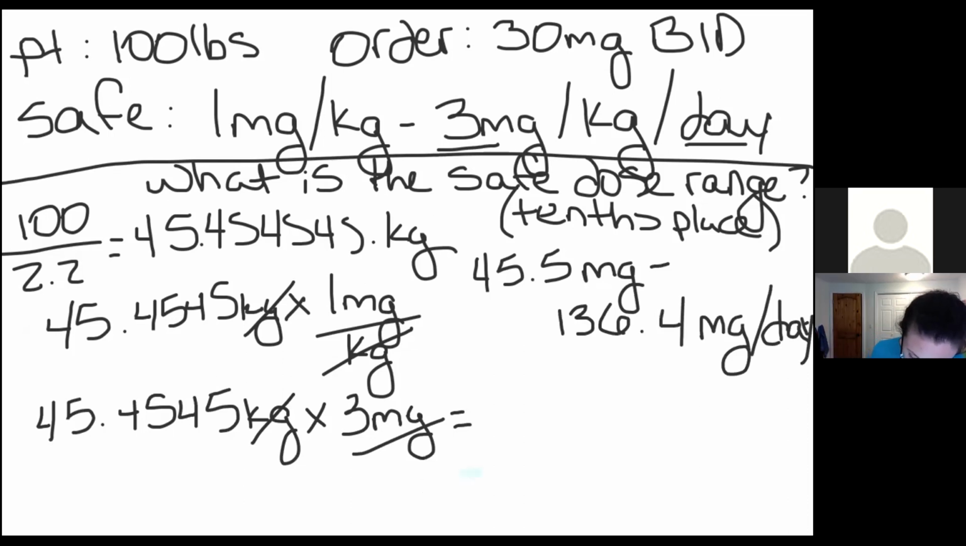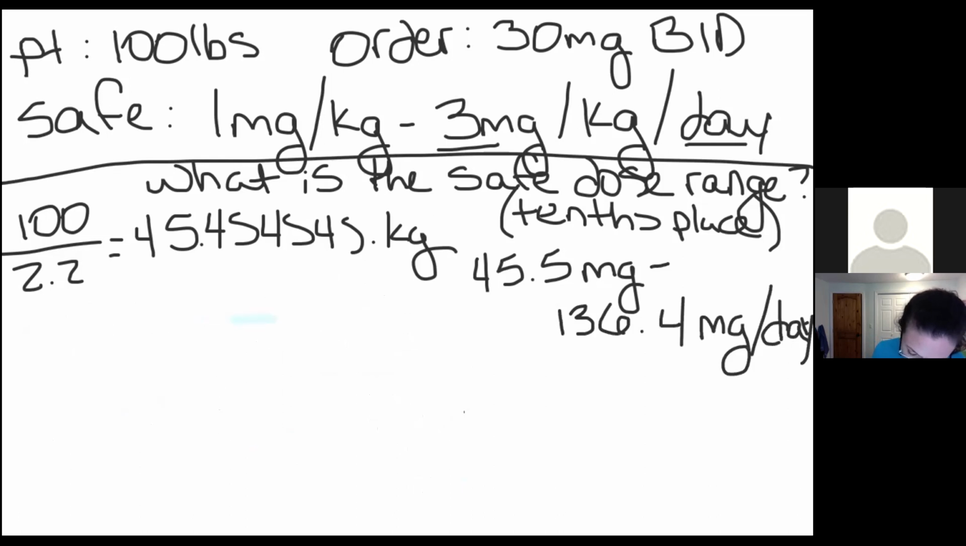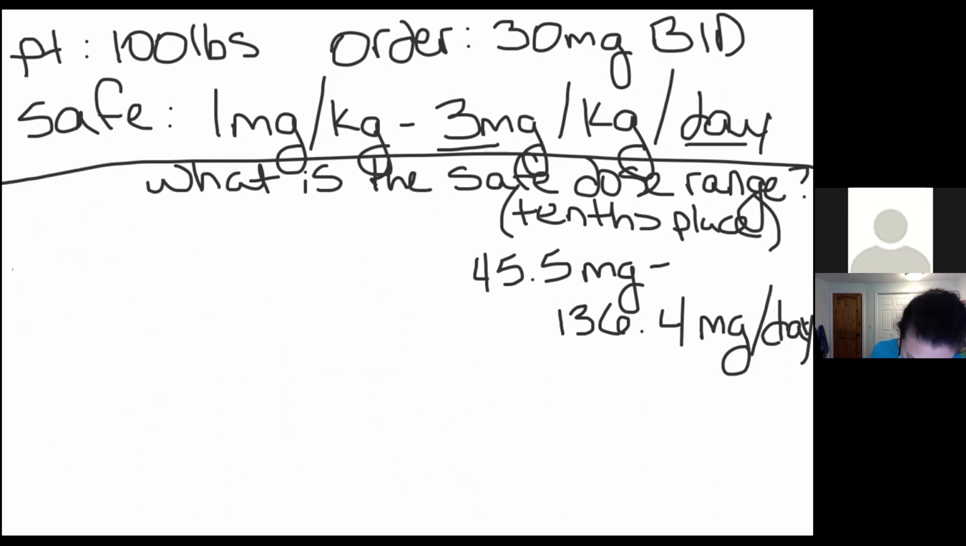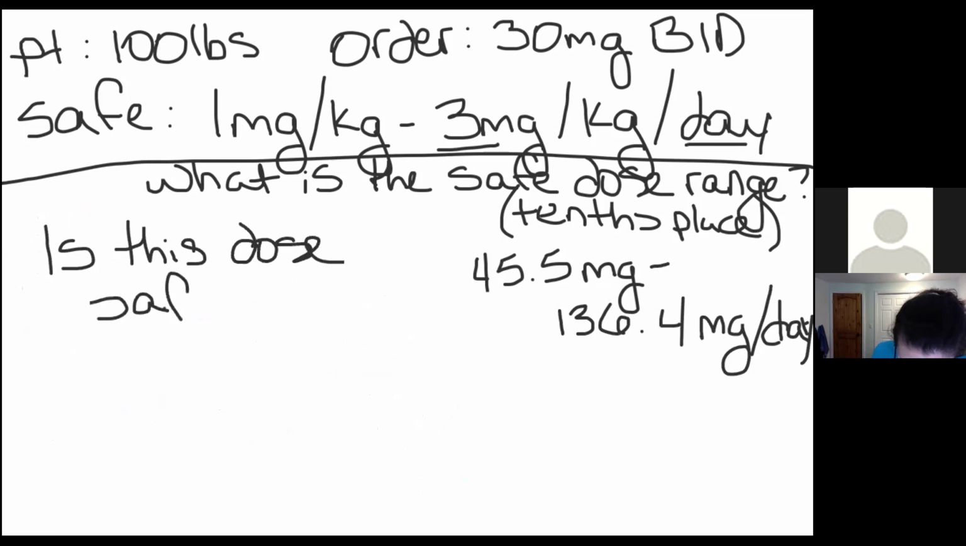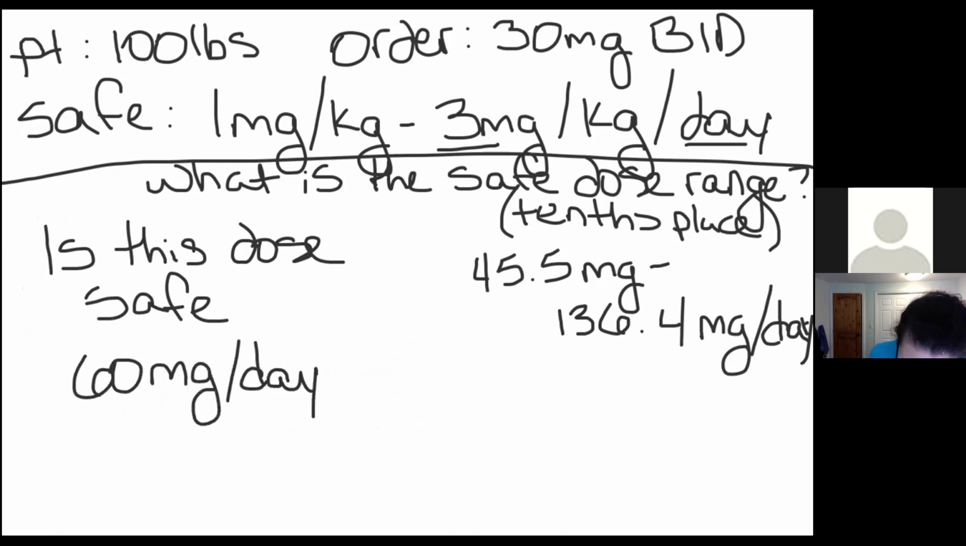So I'm going to erase some of my work here so I have some more room. So is this dose safe? They're getting 30 milligrams twice a day. So 30 times 2 is going to give me 60 milligrams per day. And 60 milligrams is in the middle of 45.5 and 136.4. So yes, this dose is safe.